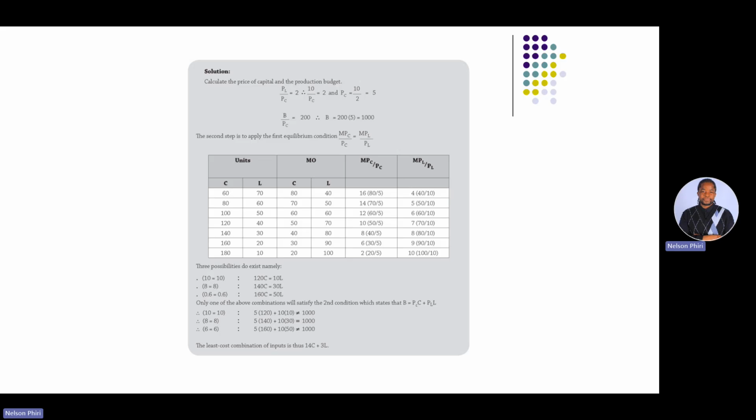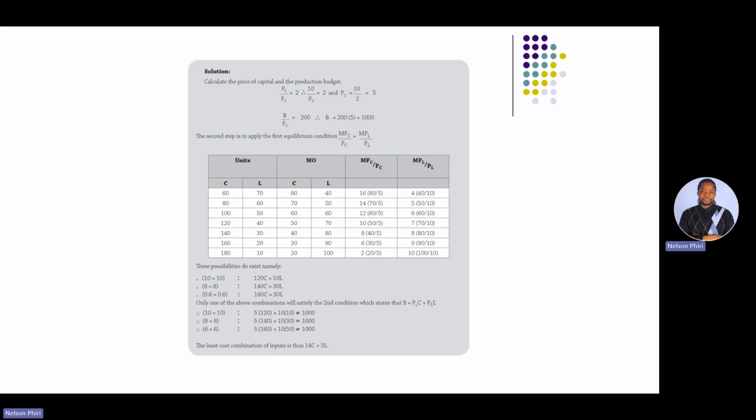So you test each of these in the budget line, because we know that our constraint is a budget of 1,000. If you substitute 120 times the price of capital plus 10 times 10, this is not equal to 1,000, because that will be equal to 600 plus 700. So our capital is not exhausted when we use 120 units of capital and 10 units of labor. If you go to 8 and 8, that is equal to 1,000. If we go to 160 and 50, our budget line is exhausted.